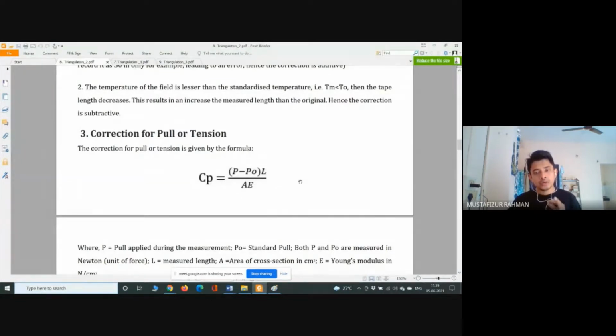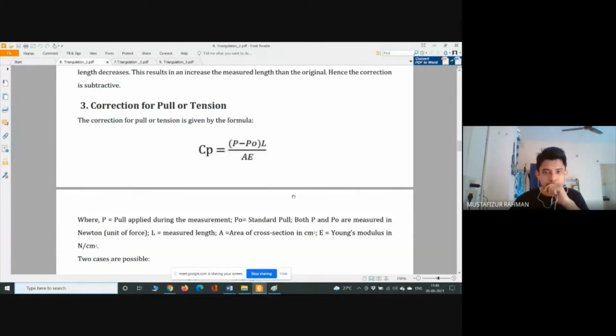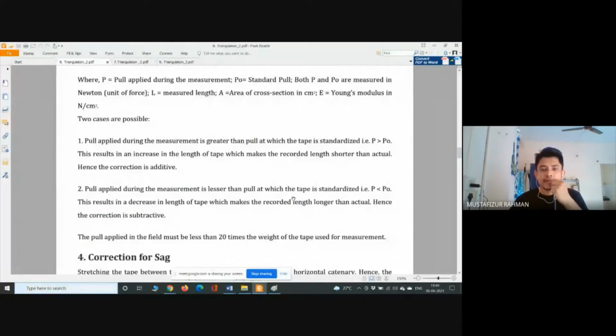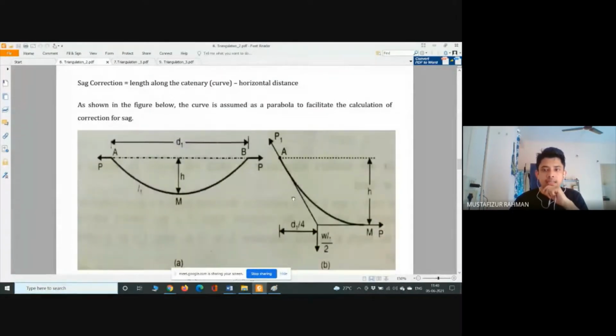So if our pull is greater than the standard pull, then obviously there will be extension and this value will come out to be positive. Correction is going to be positive. And if our giving pull is lower than the actual pull, then actually there will be some sag, and this correction will come out to be negative, and that will be added to this final value. Okay. So this is correction for sag.